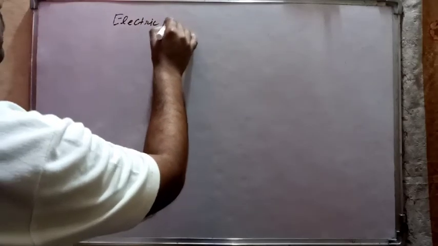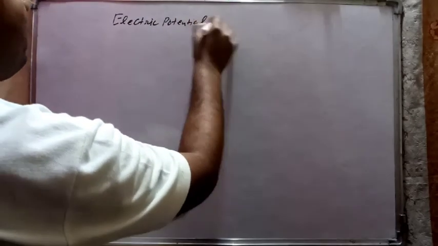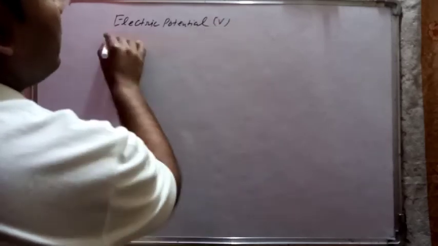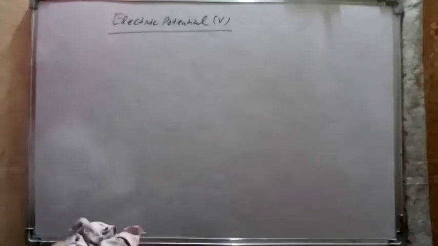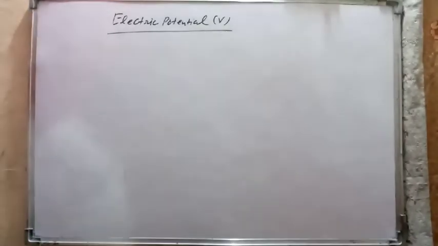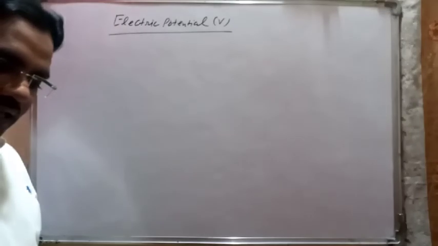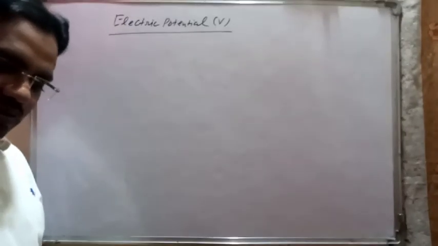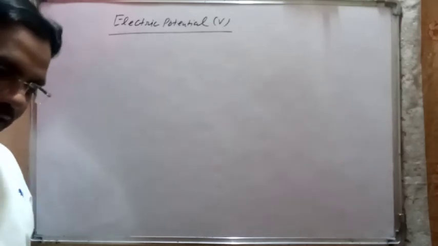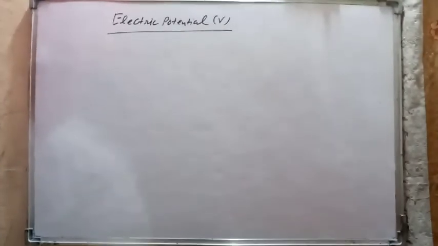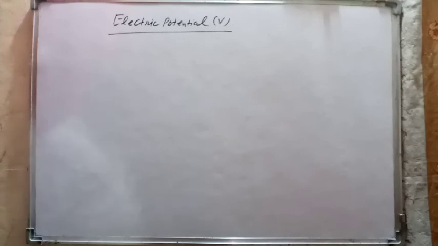First topic in this chapter is electric potential. Electric potential V is also known as electrostatic potential. Electrostatic potential at a point in the electric field is defined as the work done in moving a unit positive test charge from infinity to that point in the electrostatic field of the source charge.